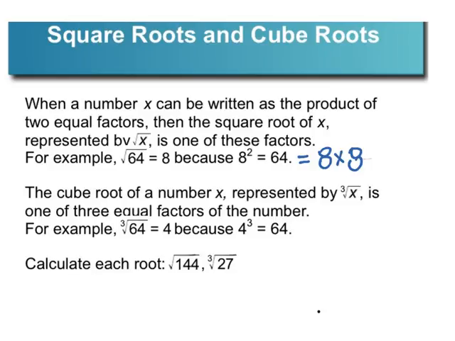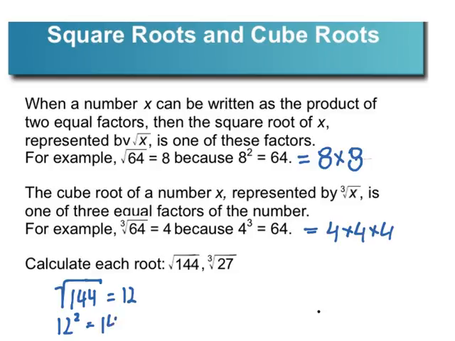The cube root of a number x, represented by the cube root of x, is one of these equal factors of the number. For example, cube root of 64 is 4 because 4 cubed is 64. In other words, 4 times 4 times 4, because it is cubed, is 64. So now we're going to calculate the root of 144. The root of 144 is 12, because 12 squared is 144. Now the cube root of 27 is 3, because 3 cubed is 27.